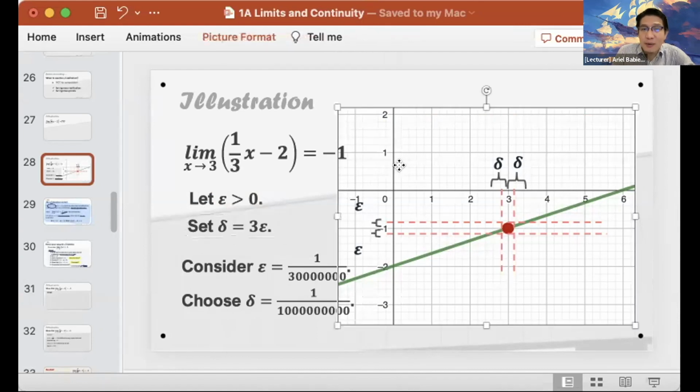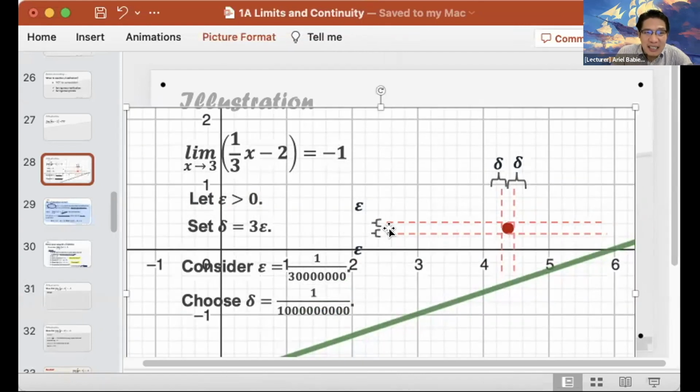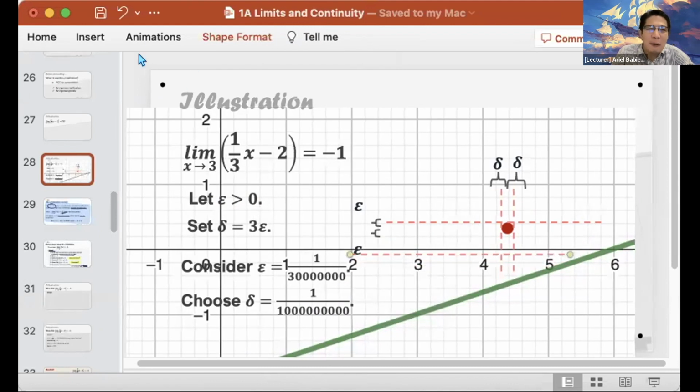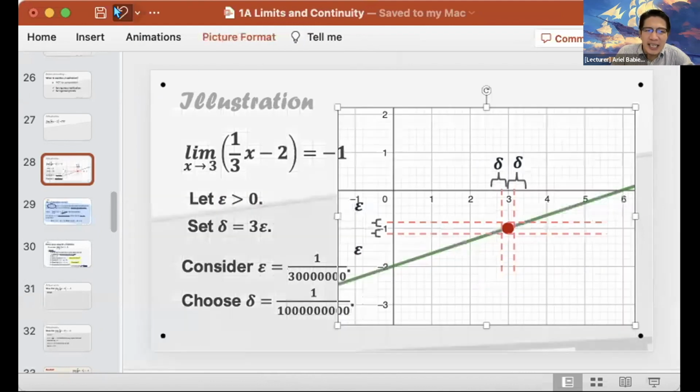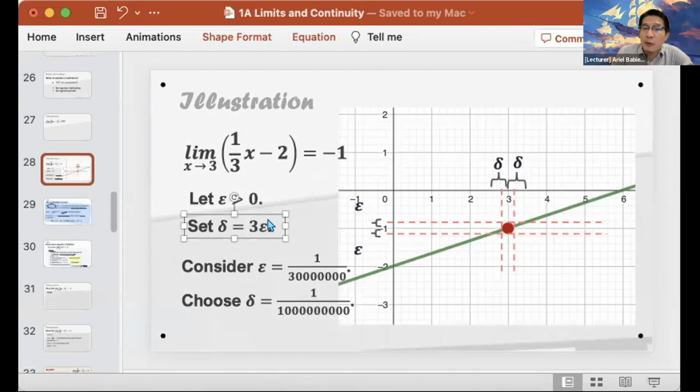Okay? So maybe kung gusto niyo pa, i-zoom in niyo pa yung graph if you want, and then you make it smaller and smaller, and no problem because we already showed that in the general case, we can always find a corresponding delta. Okay? So yun yung nangyari dun sa ating approaches. Rather than looking at the graph and tracing the graph for approaches, you are putting bounds on the possible values of the function values and the corresponding values of the x's.